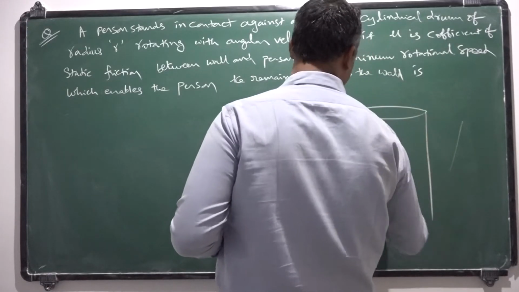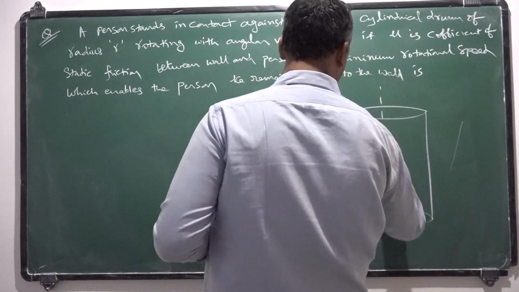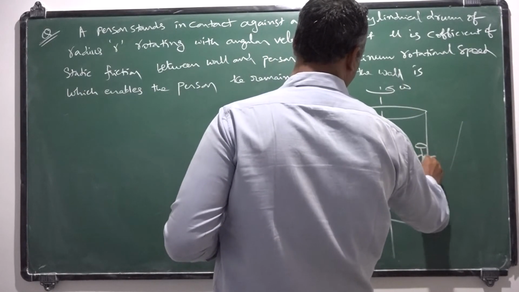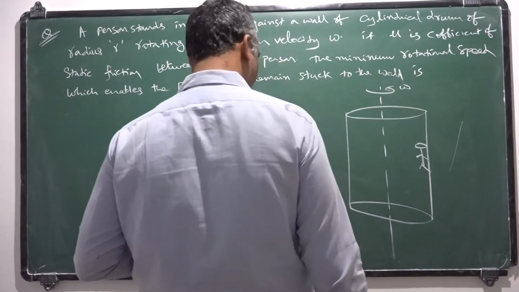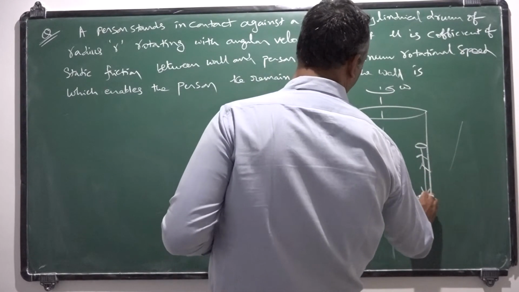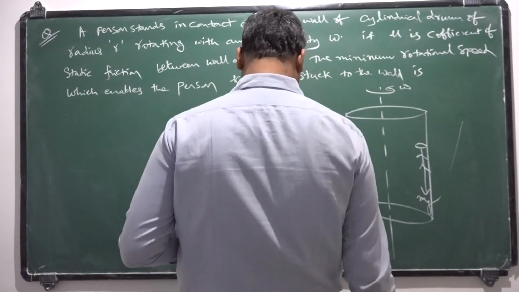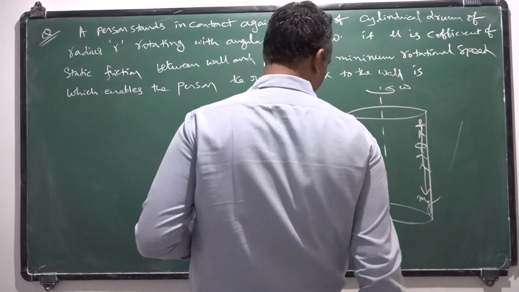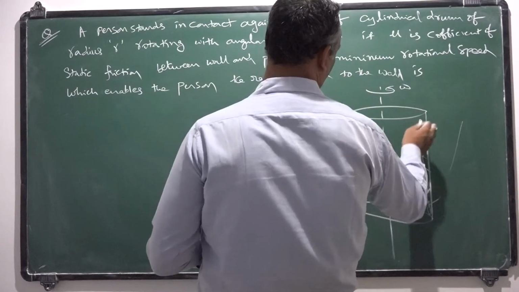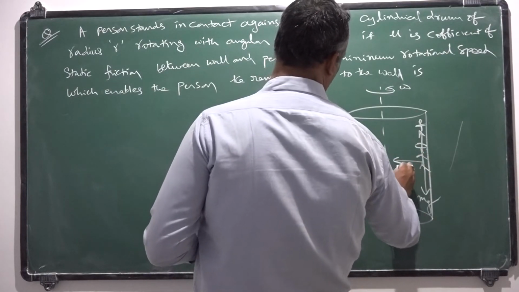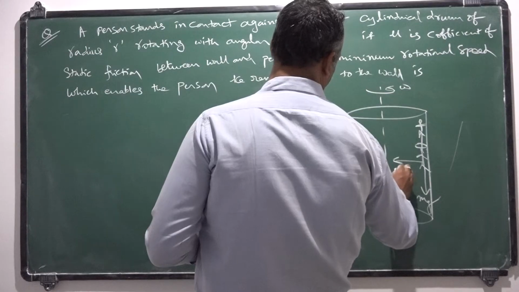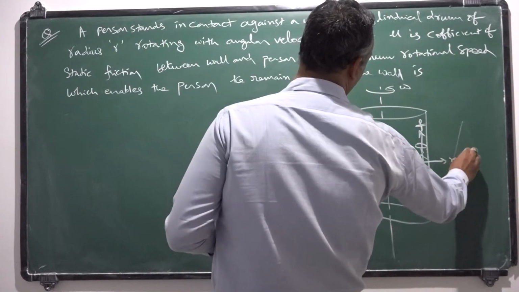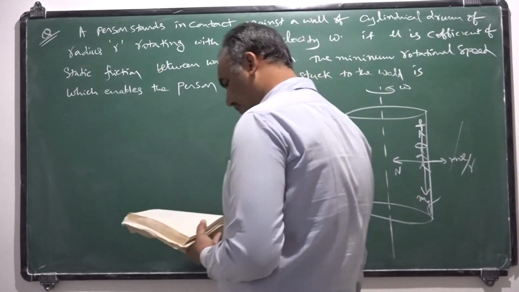This is the rotating drum. This is the axis of the drum, rotating with angular velocity omega. The person is stuck here. His weight mg will be acting downwards, so the frictional force must be in the upward direction. As the drum is rotating, he should be acted upon by some centripetal force, nothing but the normal reaction given by the wall, and the centrifugal force mv square by r, like this.